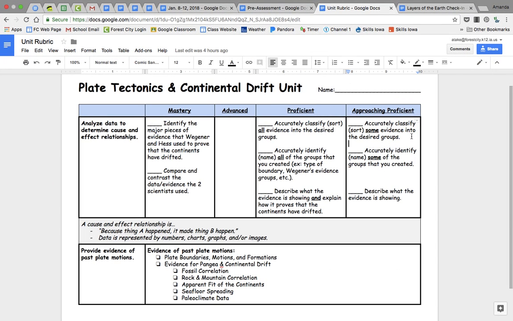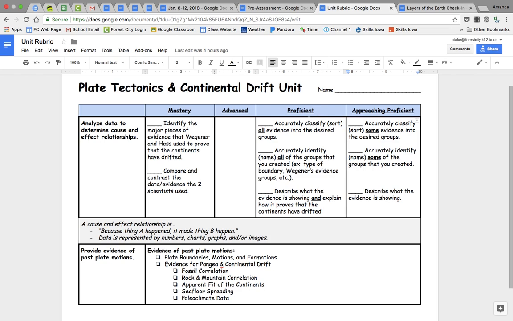Alright, it's time to talk about the rubric for this unit. Like you saw in the standard, we're back to our analyzing data standards. We're analyzing data to determine cause and effect relationships, to see how things are related, how one leads to another, or how this proves that.